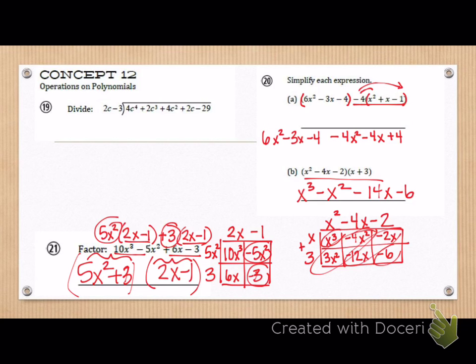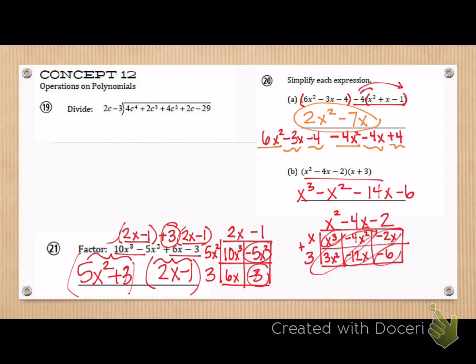So I'm going to now combine some like terms here. So these are like, which would give me 2x squared. These are like, which would give me negative 7x. And these are like, which would make nothing happen. So those would totally disappear. So that would be it.